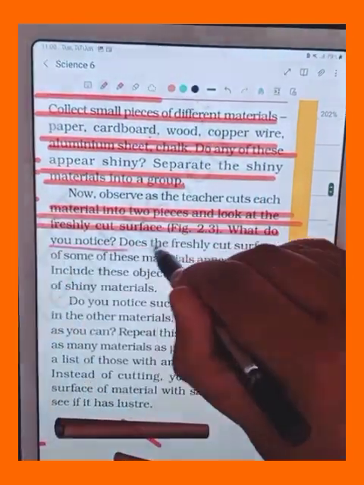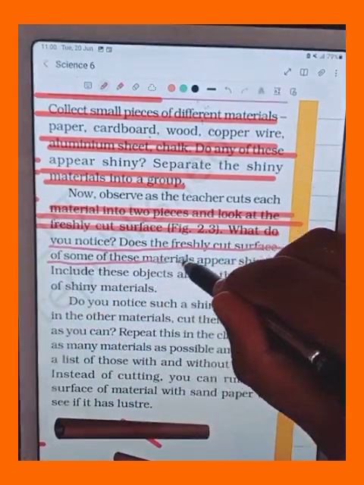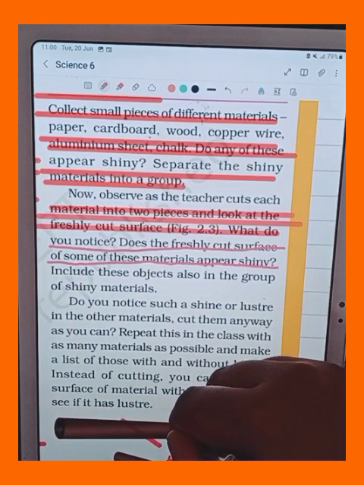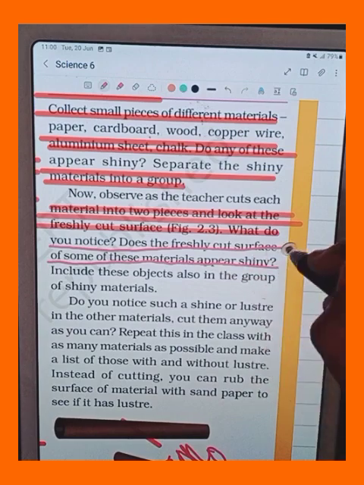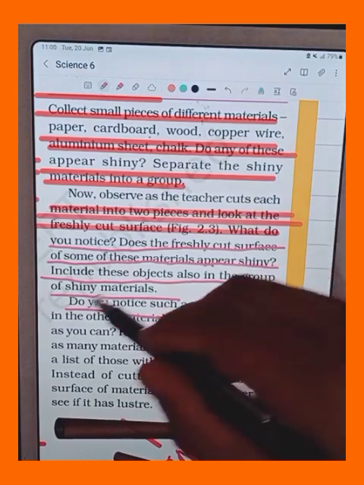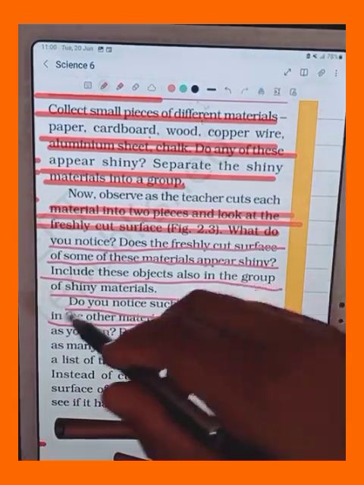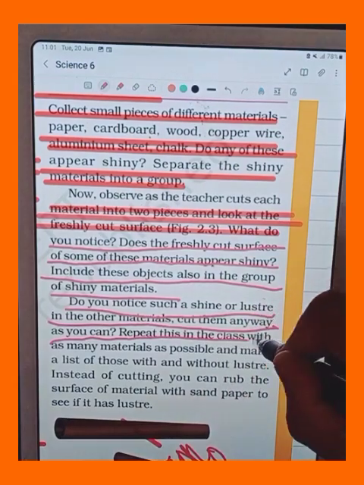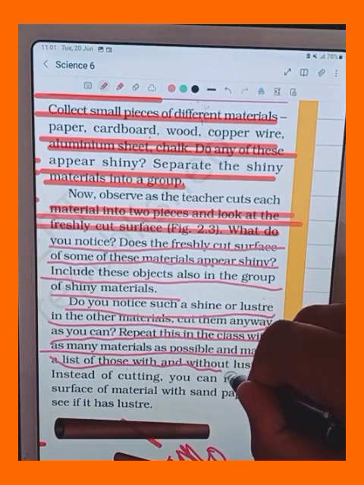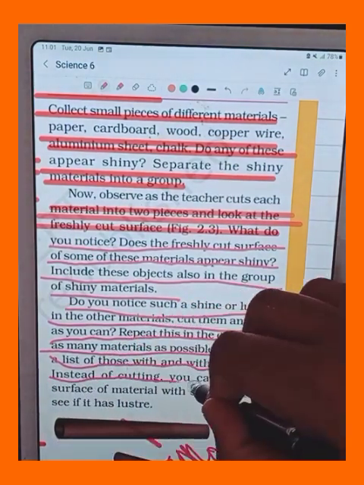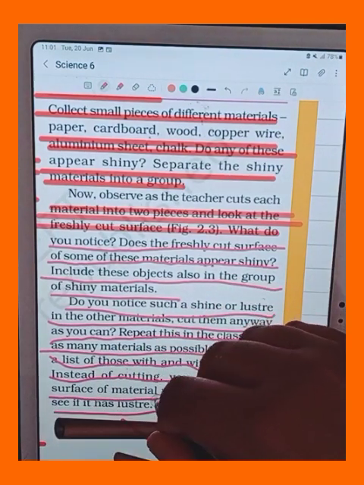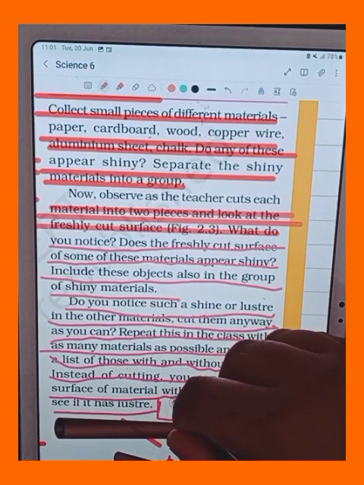What do you notice? Does the freshly cut surface of some material appear shiny? It's no. Include this object also in the group of shiny materials. Do you notice such a shine or luster in other materials? Cut them as you can. Repeat this in the class with as many materials as possible and make a list of those with and without luster. Instead of cutting, you can rub the surface of the material with sandpaper to see its luster. Let's just call it shiny.